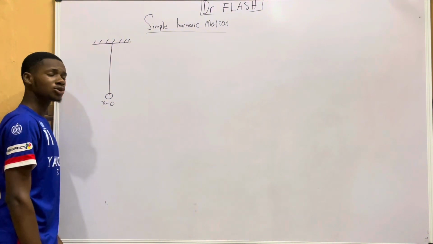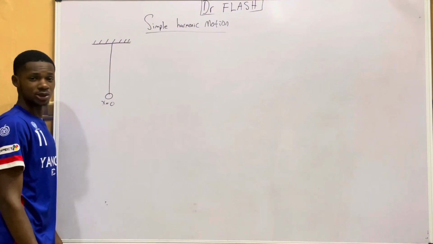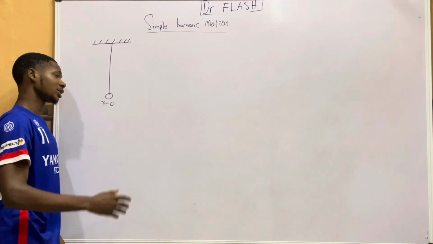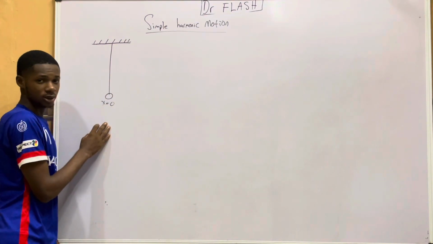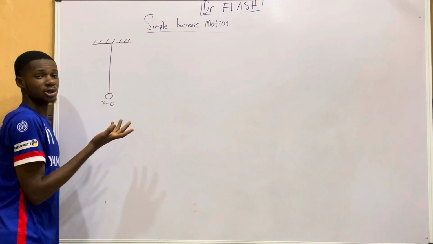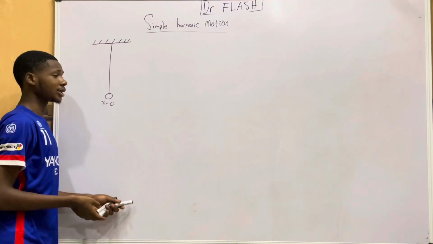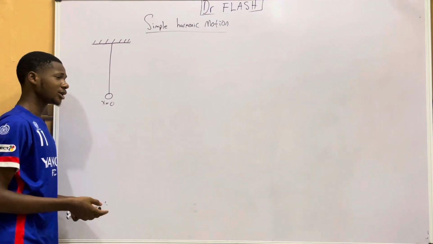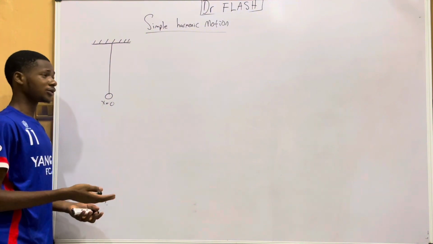Now, there are cases whereby after the first pull, it comes back and it just stops here. Those cases include a damped oscillation. That is, there's an external force that is trying to bring it to a halt. That is what we call a damped oscillation. There are other cases like damped and forced, stuff like that. Those ones will be done in future videos.